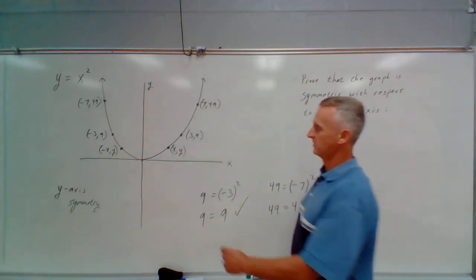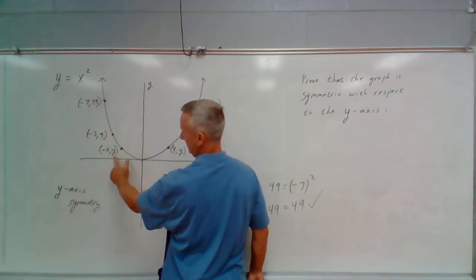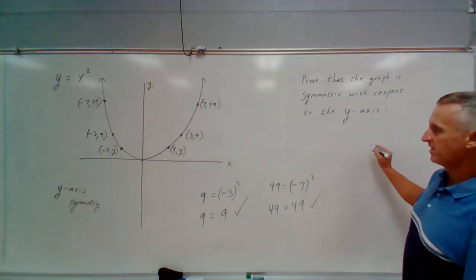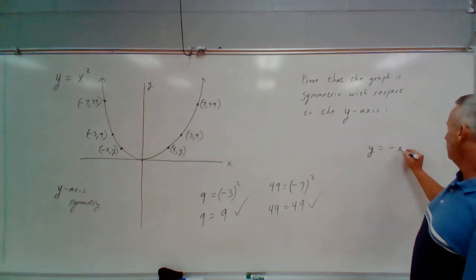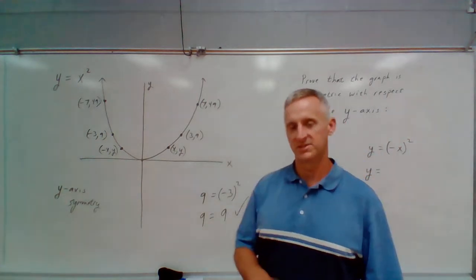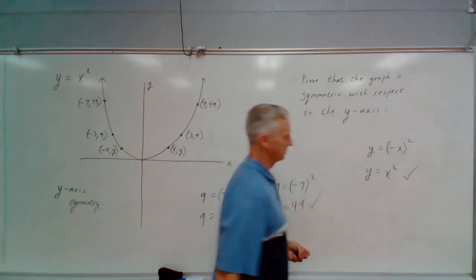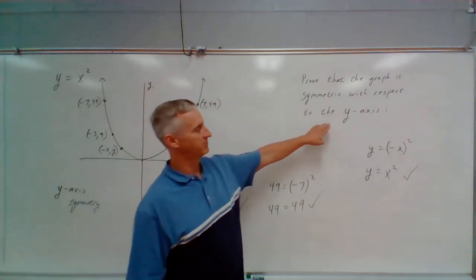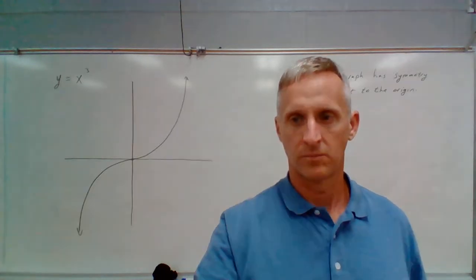Okay, so I should plug negative x in for x and y in for y and see if it's true. So I'm proving this now. If negative x goes in for x and y goes in for y, I'll have y equals negative x squared. Negative x squared is negative x times negative x, that's x squared. That's true, and that point has to be on the graph. Therefore, this is definitely symmetric with respect to the y-axis.